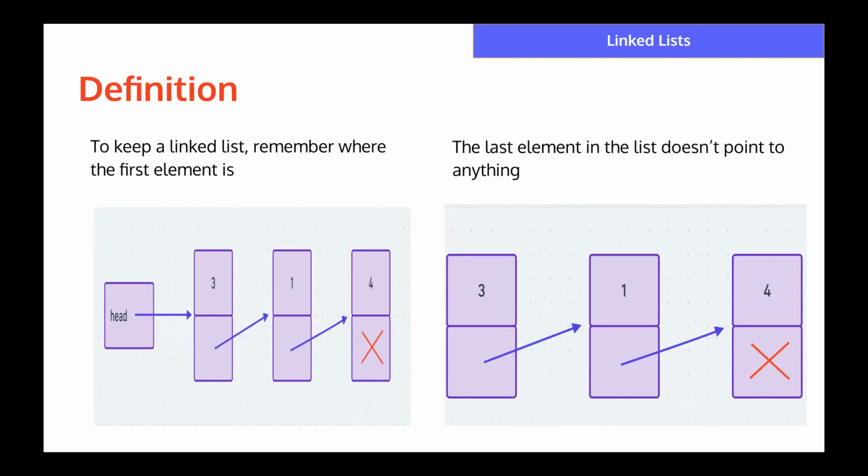So basically, you want to know where the linked list is. You want to keep a head element that points to the first element. And for the last element, you also want to make sure that it doesn't point to anything. So then you could also tell your code that the linked list ends here.